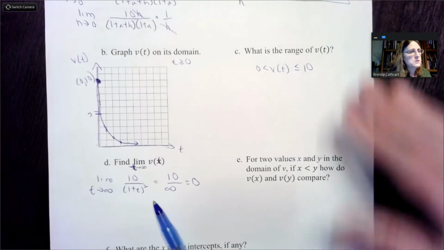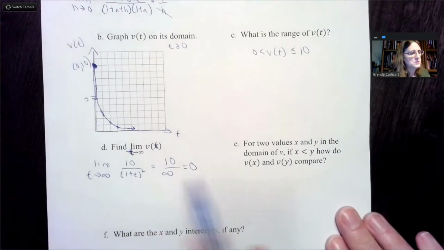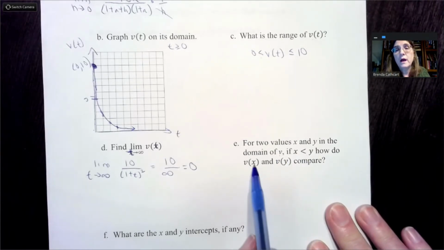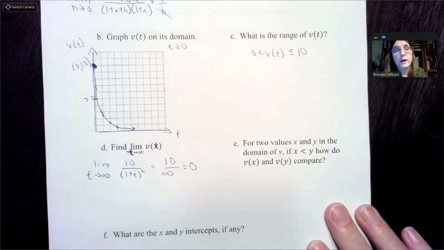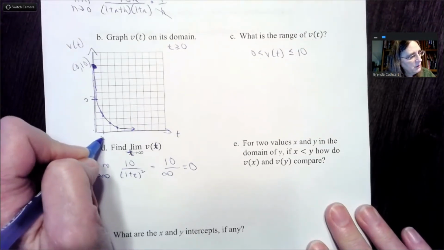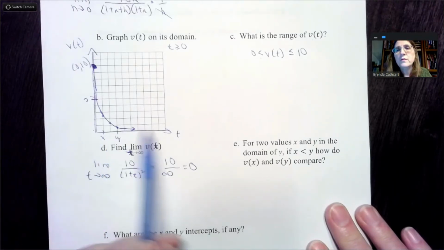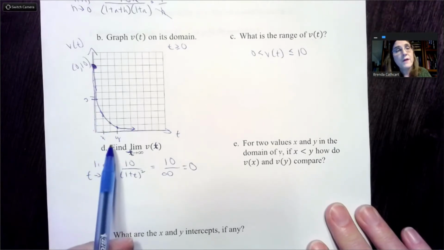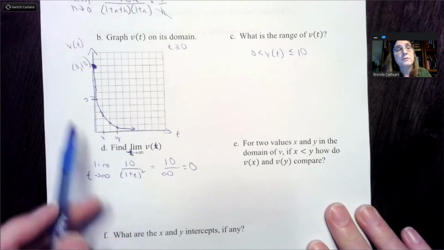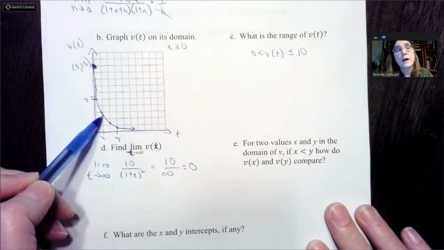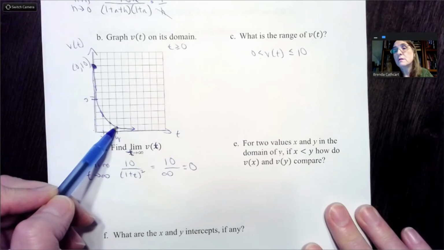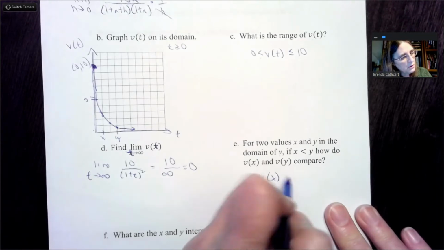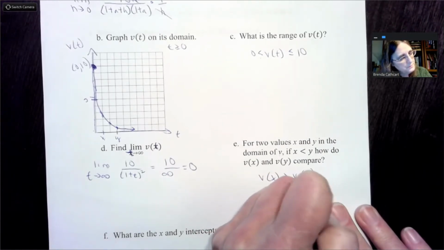Okay, so our next question says, for any two values, x and y, in the domain of our velocity equation, if x is smaller than y, how do v of x and v of y compare? So if we were looking at two points, x and y, for our time, if x is less than y, so x is to the left of y, our velocity at x is greater than our velocity at y. This is a decreasing function. So v of x is going to be greater than v of y.